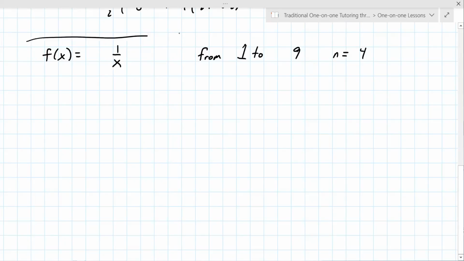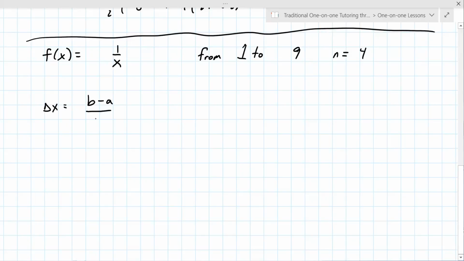So the way I would start this is I would always calculate delta x. Delta x is b minus a over n. 9 minus 1 over 4, which ends up being 2. And I'm going to graph it. I'm going to kind of cheat here by having this available, but I think you know what this graph looks like. It goes down and to the right. Having that really does help a little bit here.